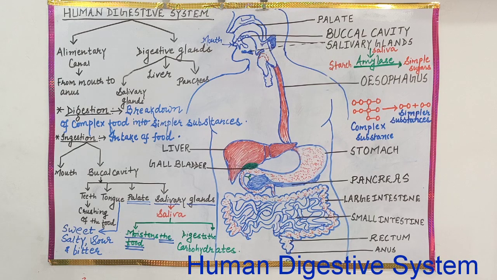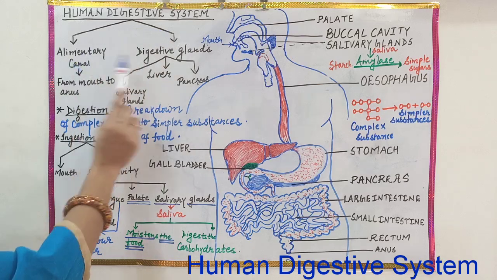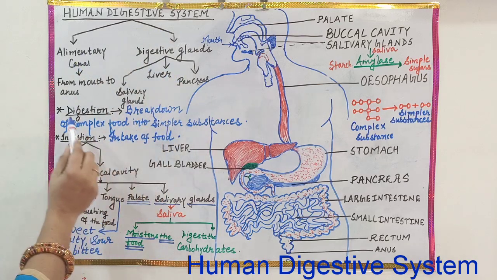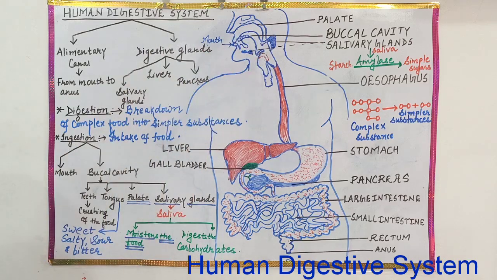Sometimes even when there is no food inside your mouth, when you start to think of the food or you start to get the smell of the food, saliva is released. So in this class we have learnt about the human digestive system, the parts of it, the process of ingestion and the organs which help in the process of ingestion.